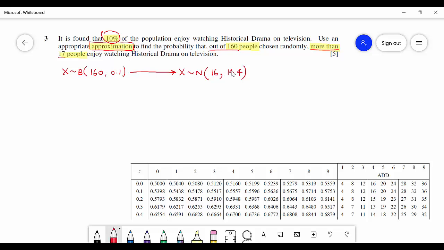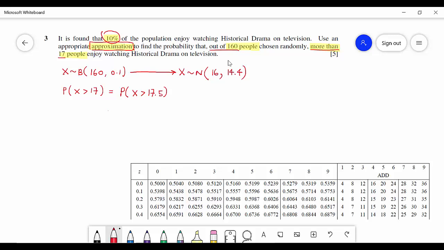First of all, they want you to calculate the probability for more than 17 people, so X more than 17. The binomial distribution is a discrete random variable, and the normal is a continuous random variable. Therefore, when you change from binomial to continuous, you need to do continuity correction. So for this question, it should be more than 17.5. You should add 0.5 here.